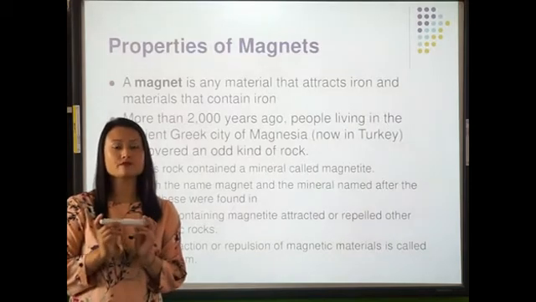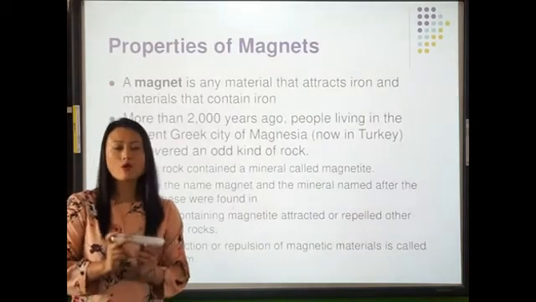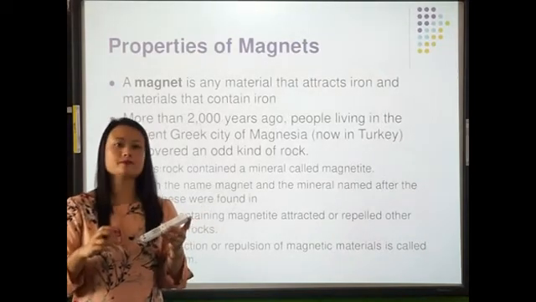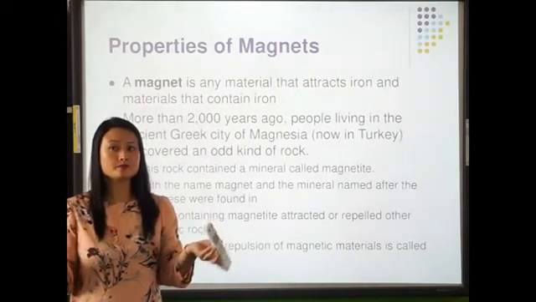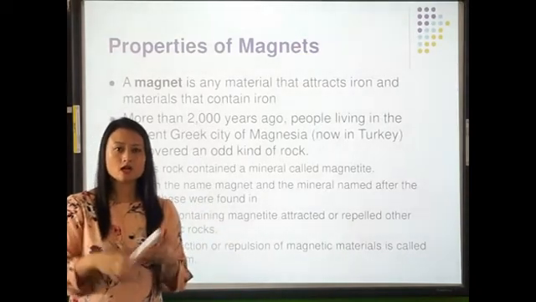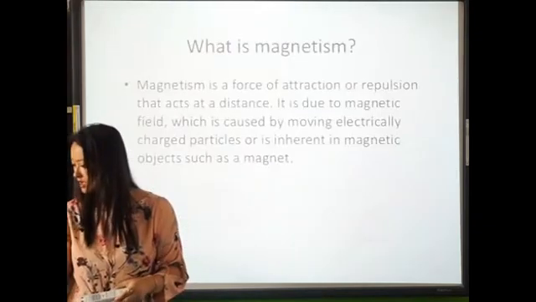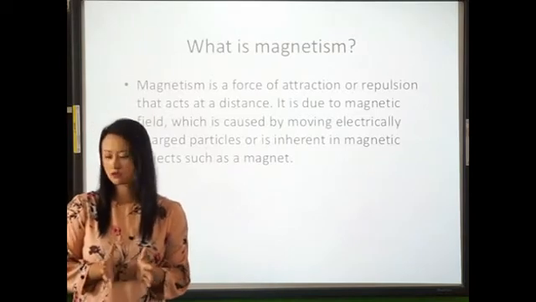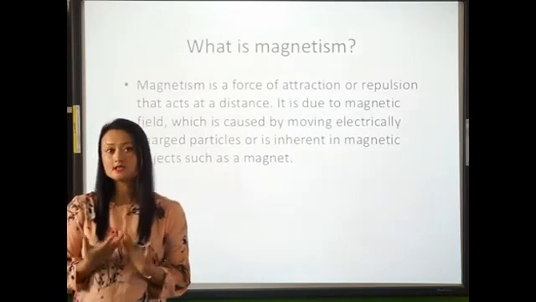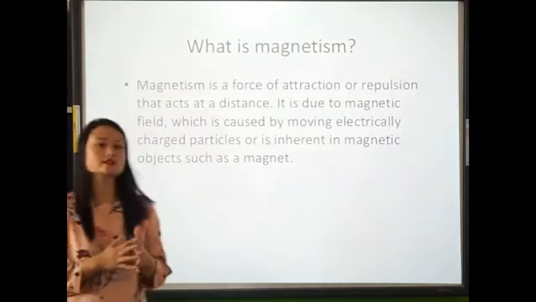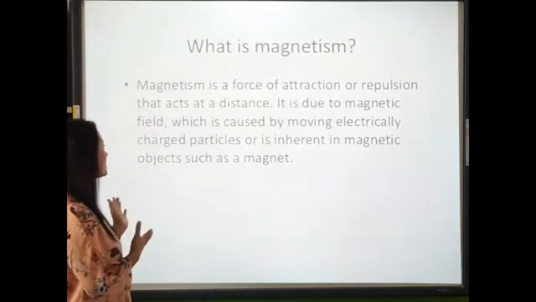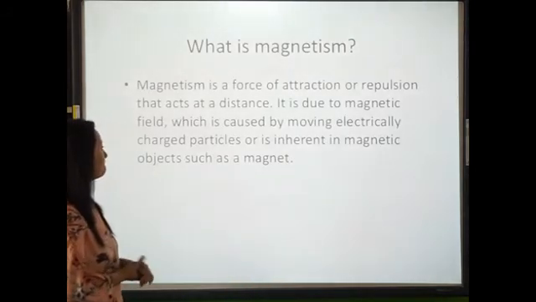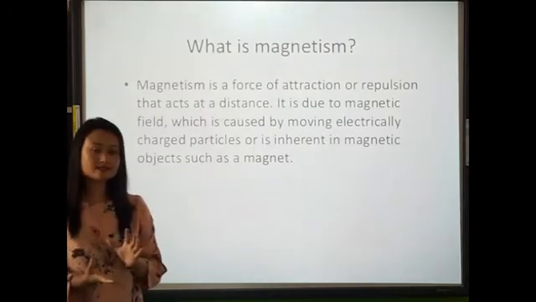So what is magnetism? Magnetism is the property of the magnet of attraction or repulsion. If you bring like poles together, the magnets will repel, and if you bring unlike poles together, they will attract. So let's discuss what magnetism is. Magnetism is a force of attraction or repulsion that acts at a distance. It is due to the magnetic field, which is caused by moving electrically charged particles or is inherent in magnetic substances such as magnets.